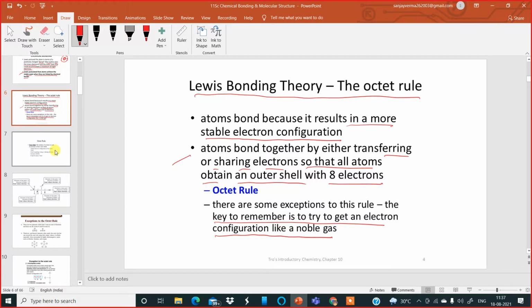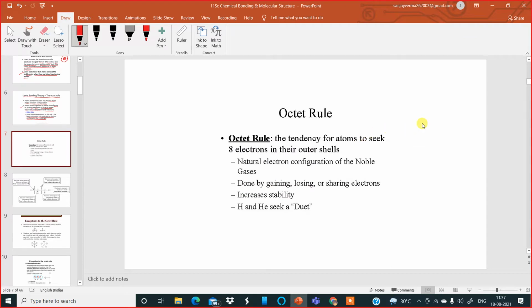After that, moving further to the octet rule, it is a tendency for atoms to seek 8 electrons in their outermost shells. The natural electron configuration of the noble gas contains 8 electrons. It is done by gaining, losing, or sharing electrons. This increases stability. And remember, hydrogen and helium seek a duet. That is important. Only hydrogen and helium seek a duet, which means they want to acquire 2 electrons in their valence shell. So that is the octet rule.